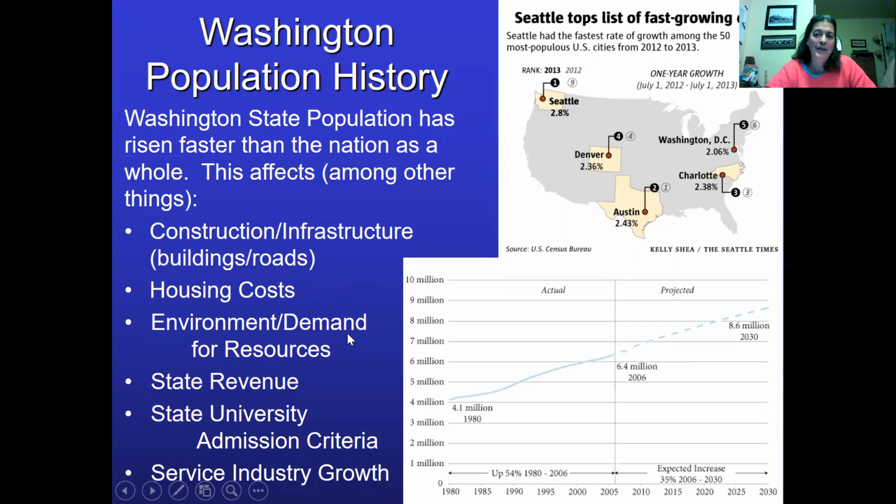There's going to be more environmental demand on your resources because you have a lot more people in the state, and so your natural resources might be put under strain. State revenue, it's usually good news to have a higher population because you're going to increase your tax base if you have more people in the state. And then state university admission criteria: the more people you have in the state, the more competition there's going to be for those state universities. And another piece of good news is that your service industry will have a lot of growth.